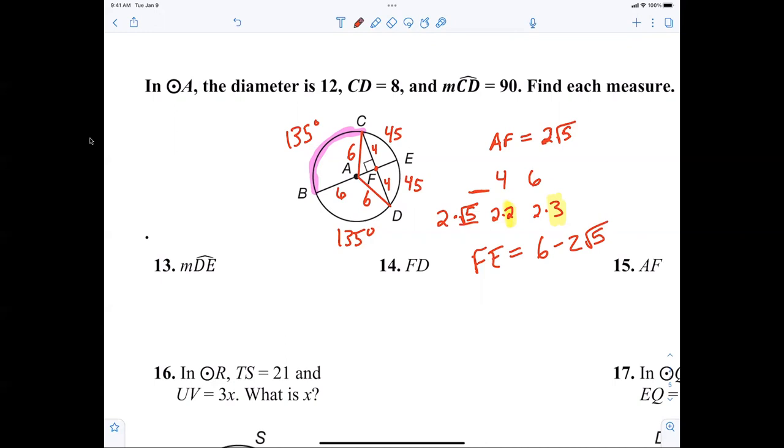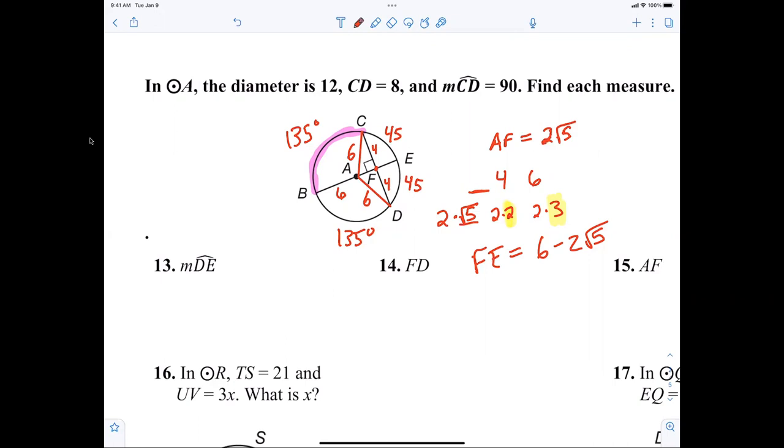What can you tell me what AE is? What if I told you AF was 1? What would FE be? So AF is how much? So FE is what? Oh, yeah, you see it now, right? Yeah. There you go. Nice.